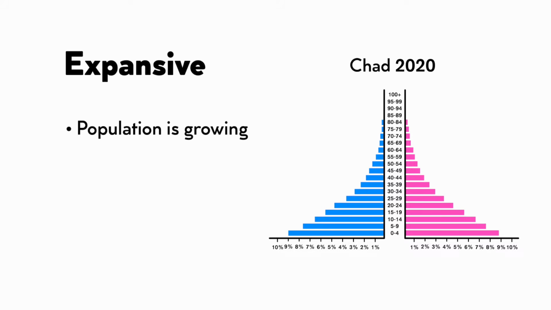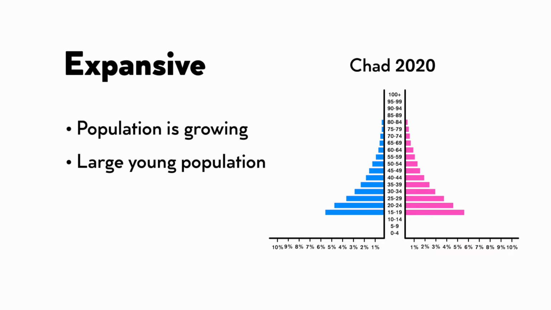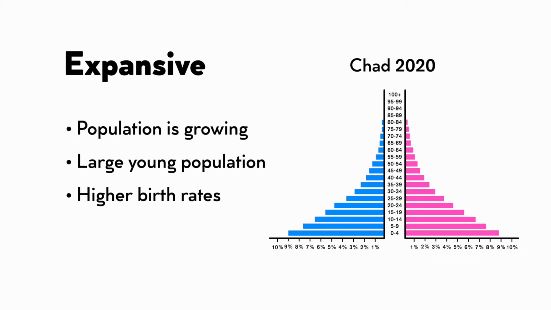For this reason, expansive populations have large young populations. You can see that nearly half of Chad's population is under 15 years old. One reason for this is high birth rates, which means women are having more babies and at younger ages. This is good for the population growth, but it's not that good for women because having babies at a young age can mean missing out on education and employment.